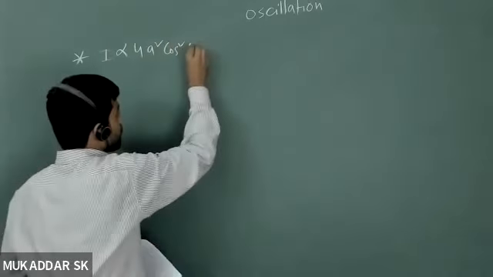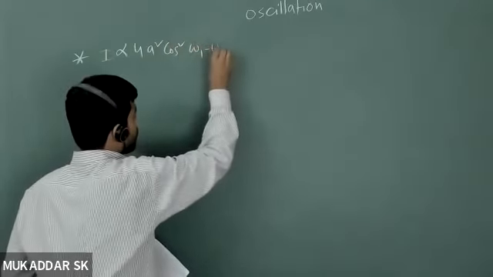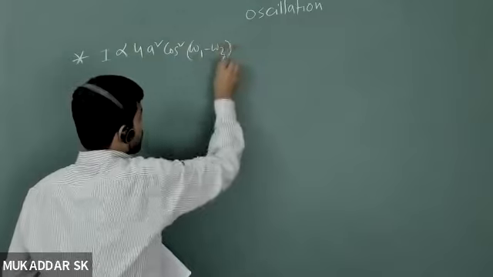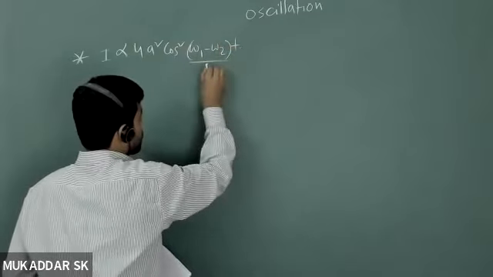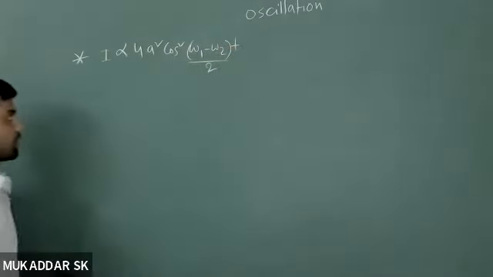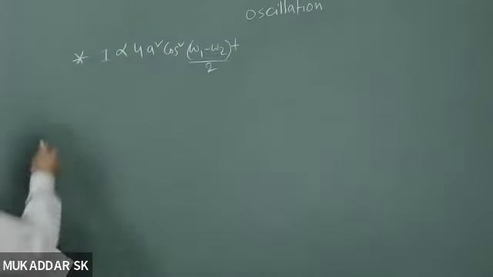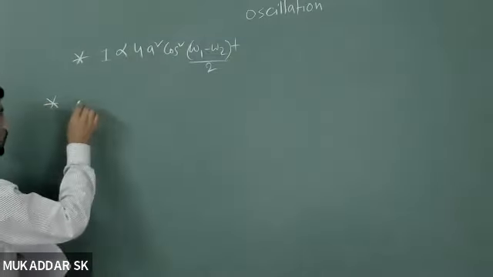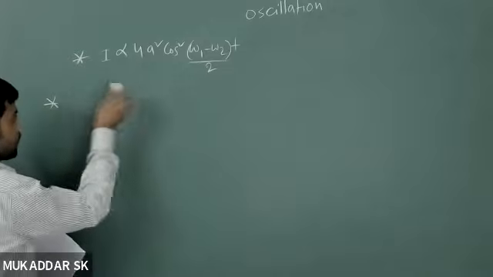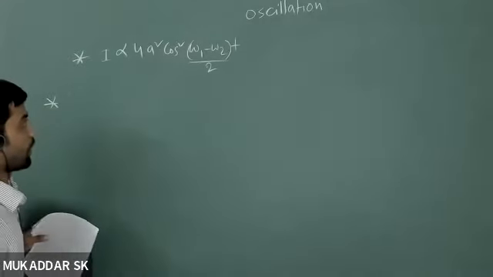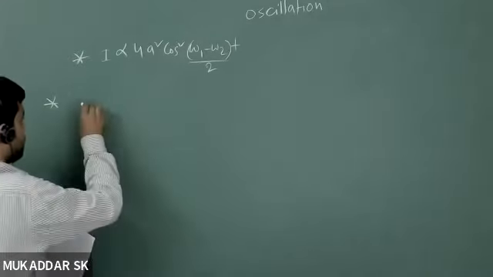square of (omega 1 minus omega 2) t by 2, that we have seen yesterday, right? Now I told you at what time you will get maximum intensity.